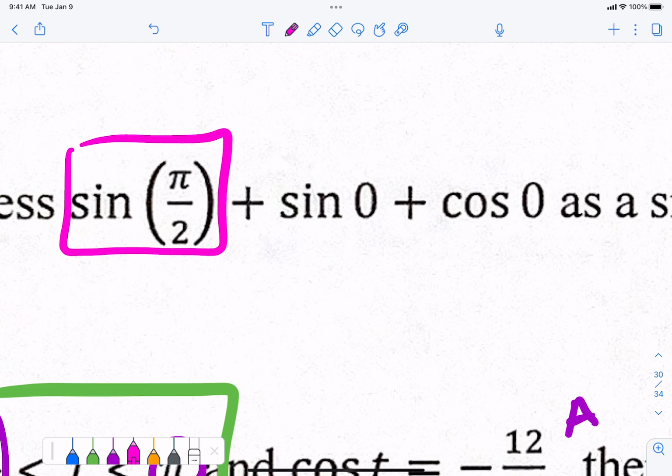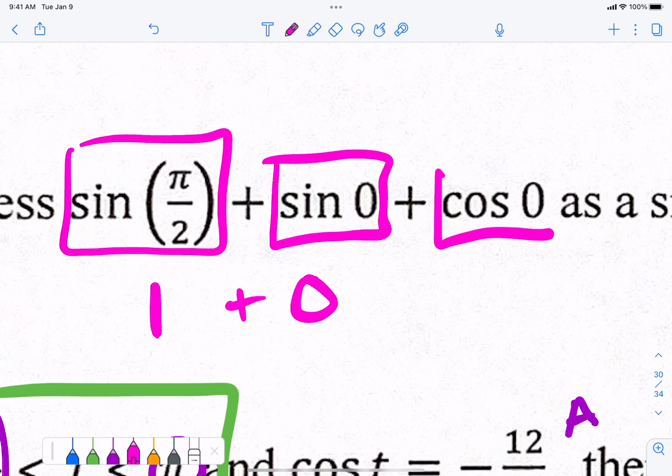Isn't it 1? Oh, I looked at the wrong one. Sine of pi over 2 is 1. Agreed? What is sine at 0? Go to 0 degrees. What's the y coordinate at 0? 0. What is the x coordinate or the cosine value at 0? 1. So what's the answer? 2.